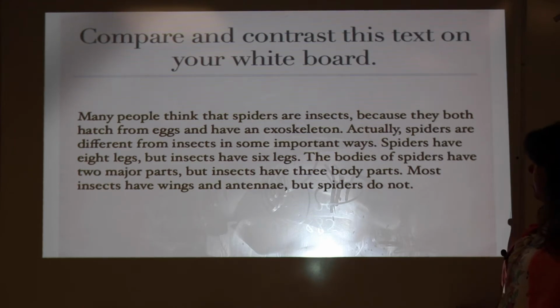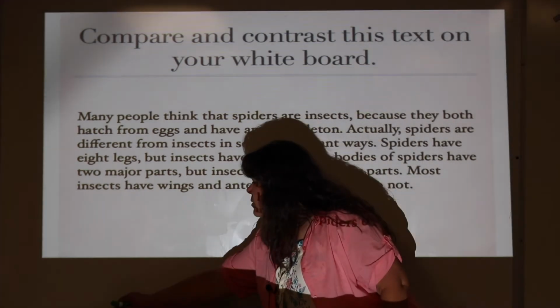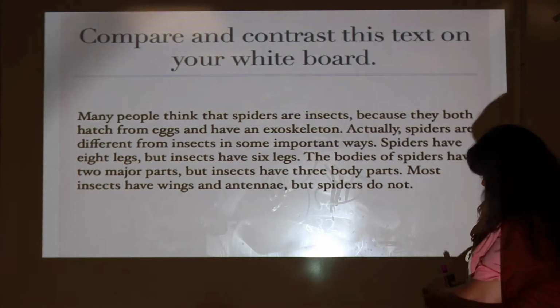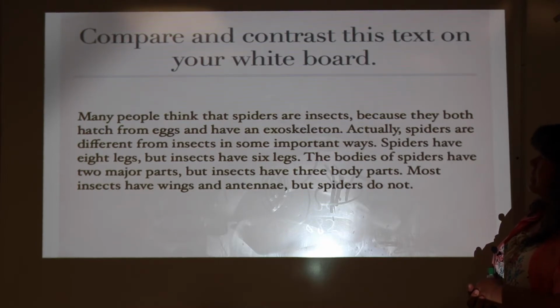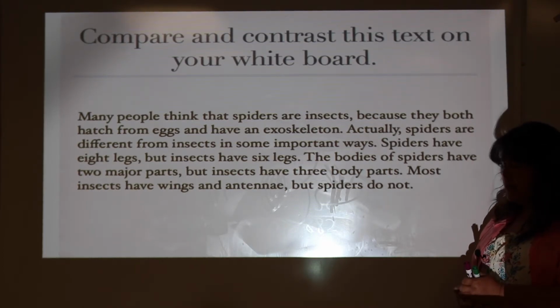So we're going to compare and contrast this one as well. So I will use this purple and green. So it says, many people think that spiders are insects because they both hatch from eggs and have an exoskeleton. Actually, spiders are different from insects in some important ways. Spiders have 8 legs, but insects have 6 legs. The bodies of spiders have 2 major parts, but insects have 3 body parts. Most insects have wings and antennae, but spiders do not.